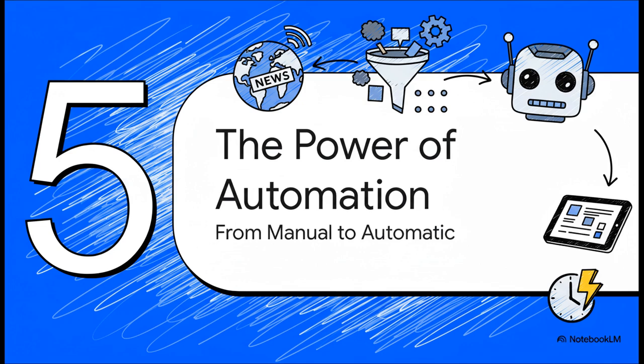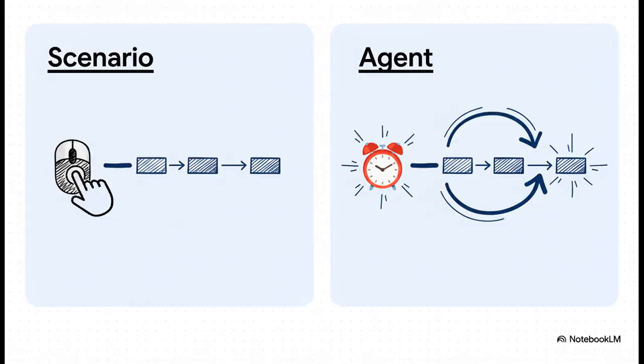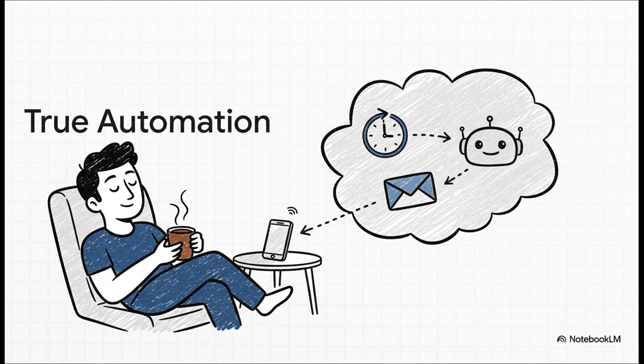We have built an incredibly powerful workflow, but there is one last critical step that takes this from being just a tool into a true self-sufficient agent. And this slide really highlights the crucial difference. What we've built so far is technically a scenario. It's a process that you have to click a button to run, but the moment you put that scenario on a schedule, it becomes an agent. It runs all on its own.